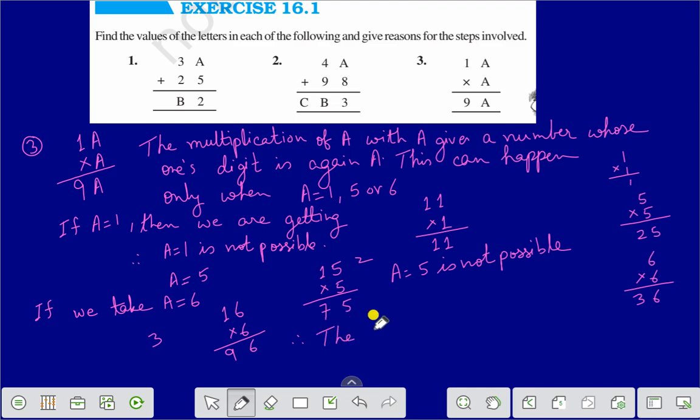Therefore, the value of a is 6. That is the answer. The value of a is 6. That is the answer.